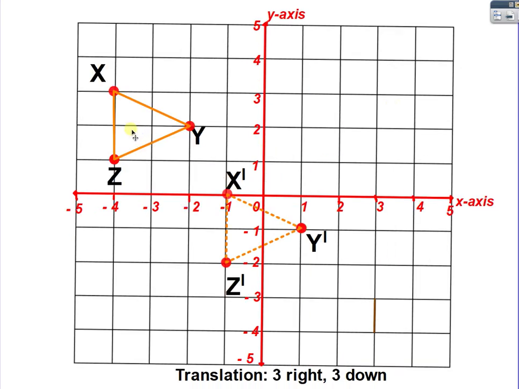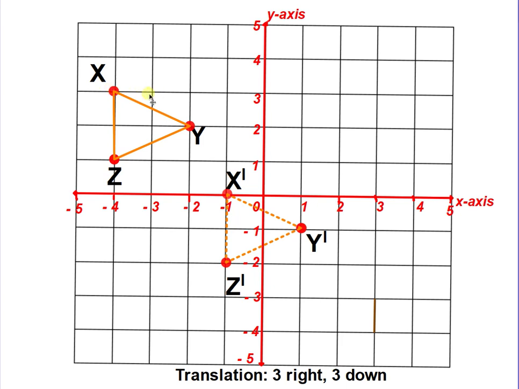We have triangle XYZ. We are going to find the translation vector. How did we get X prime, Y prime, and Z prime? Now, at point X, we move either to the right or to the left. So let's see where X prime is located. It's located at the right part of the point X. Therefore, we move to the east.